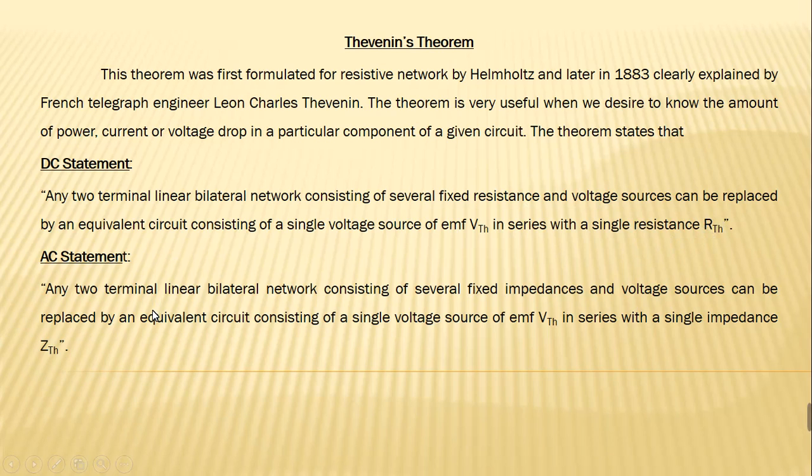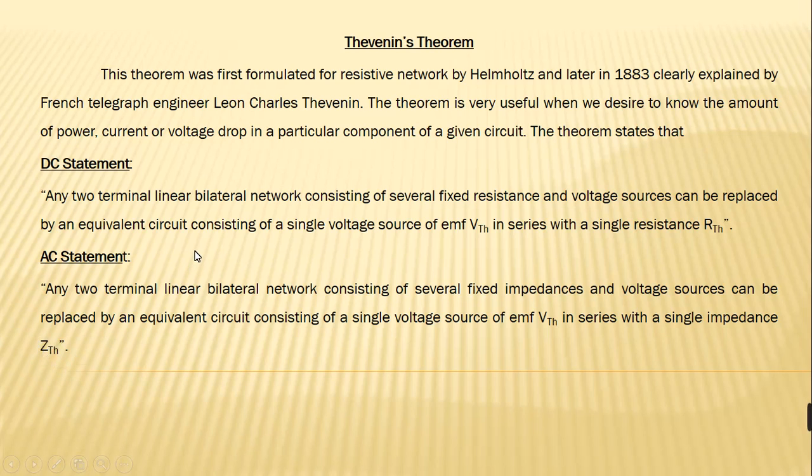The AC statement is just similar to the DC statement. We just have to replace the word resistance, wherever it is there, with the word impedance. So instead of writing R Thevenin, the notation used in AC circuits is Z Thevenin. Impedance is denoted by the letter Z, so it is replaced with Z Thevenin here.